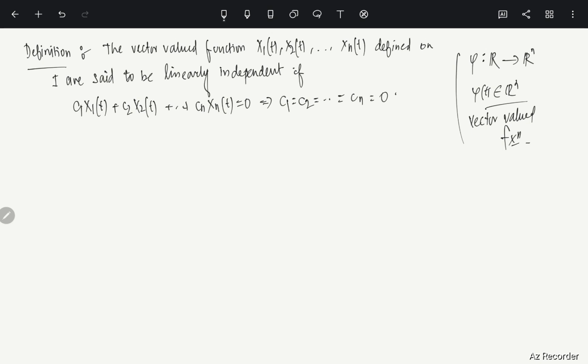Okay. So now when is it linearly dependent? Of course, if one of the ci's is non-zero, then we have a linear dependence. So they are linearly dependent.